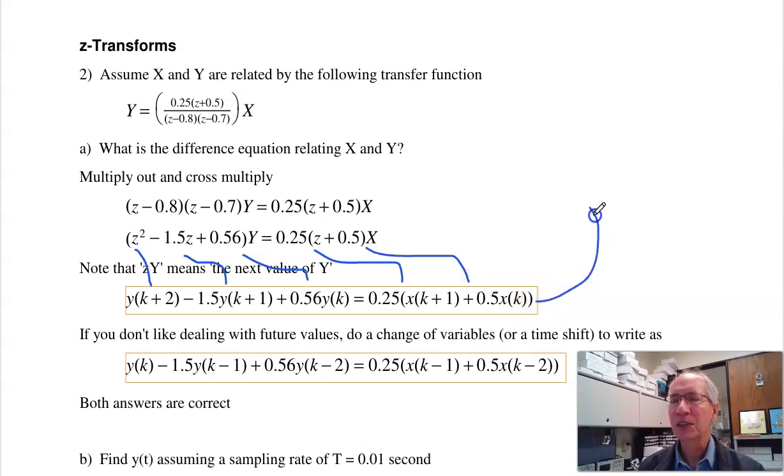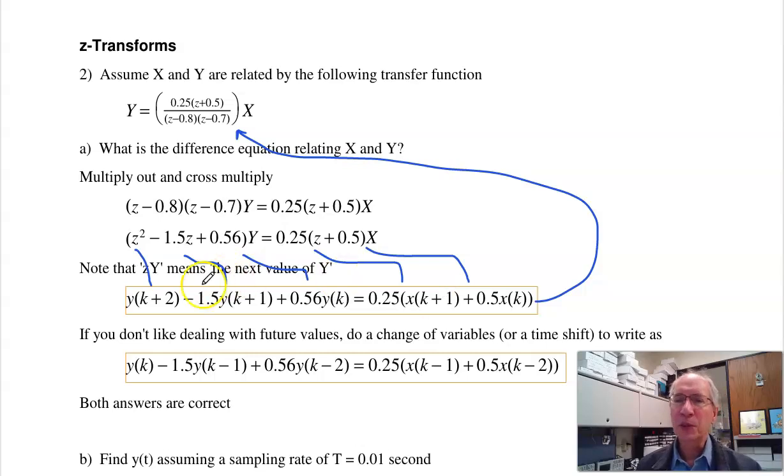So this is the difference equation that represents that transfer function. And different than a differential equation, this is a difference equation. And you can kind of see it by inspection. The denominator polynomial is times y. The numerator polynomial is times x.